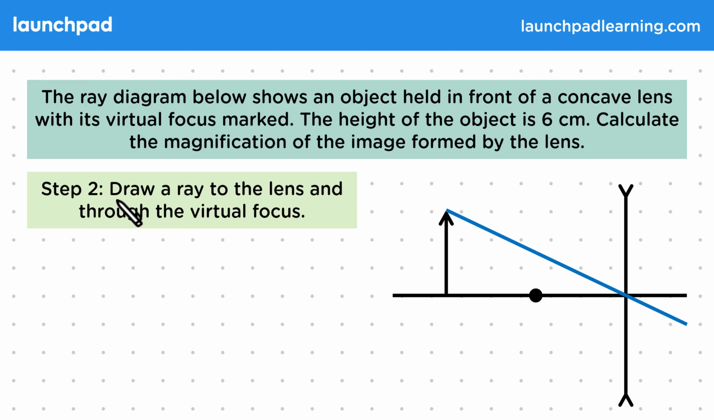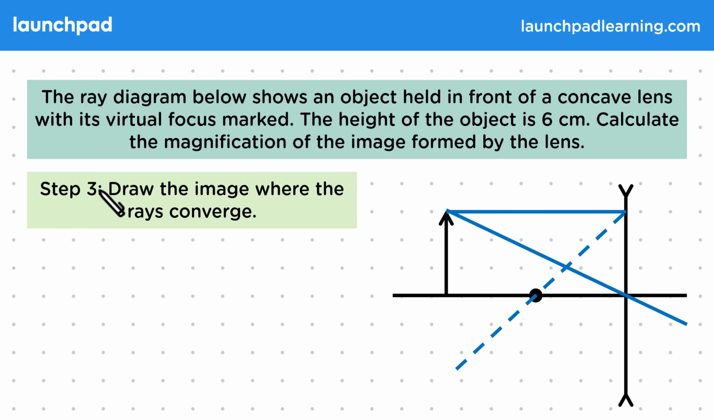In step 2, draw a ray to the lens and through the virtual focus. Now, unlike a convex lens, rays parallel to the principal axis, like this, will diverge after passing through the lens. To determine where the image forms, we instead draw a line through the focus on the same side of the lens. This represents where the rays appear to come from, based on their divergent paths.